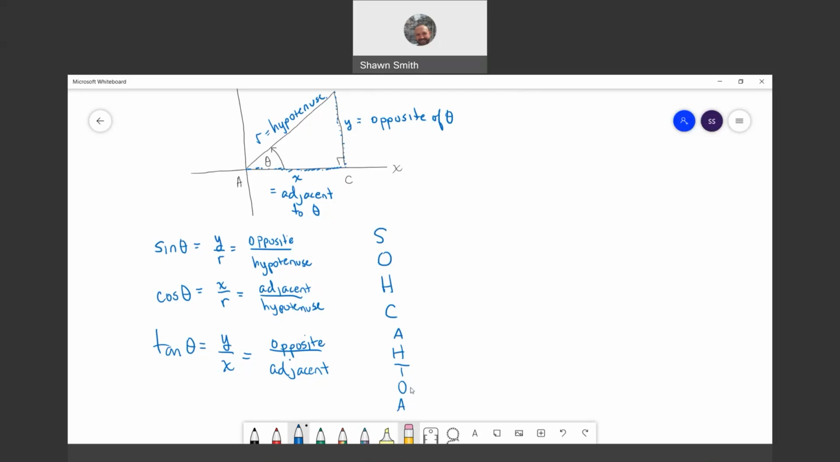So if you know these basic three trig functions, you now know their reciprocals. The reciprocal of sine is cosecant, which would be hypotenuse over opposite. Secant is hypotenuse over adjacent. Cotangent is adjacent over opposite.